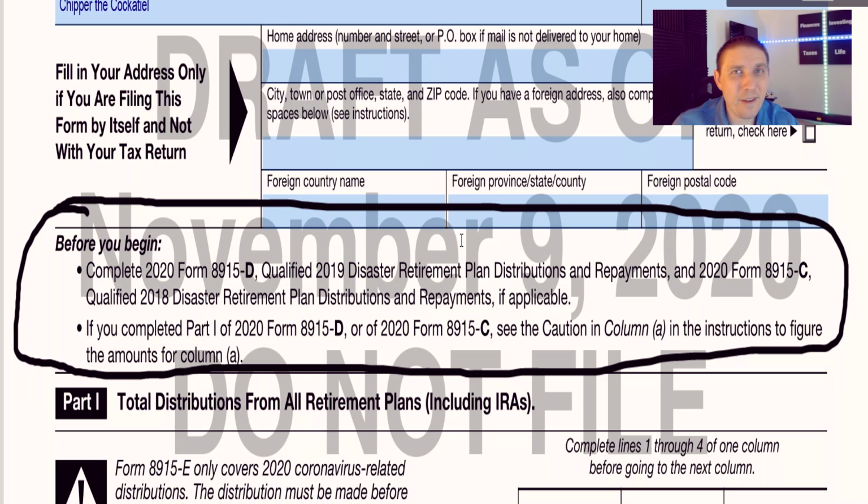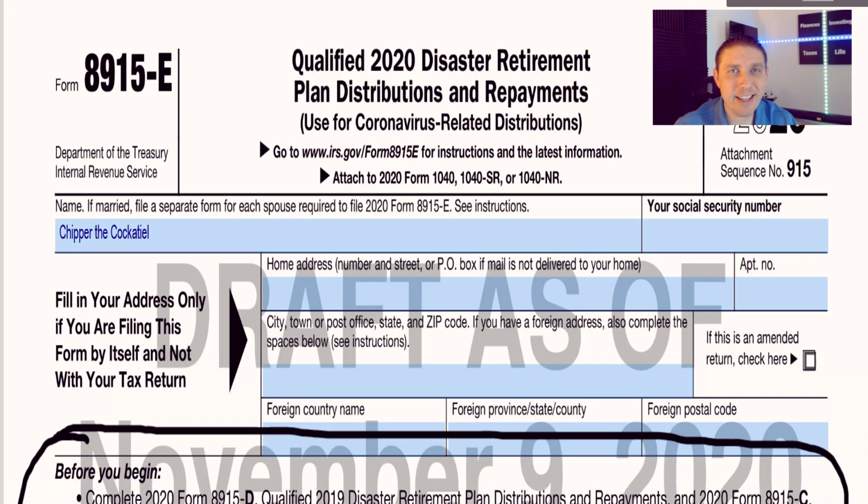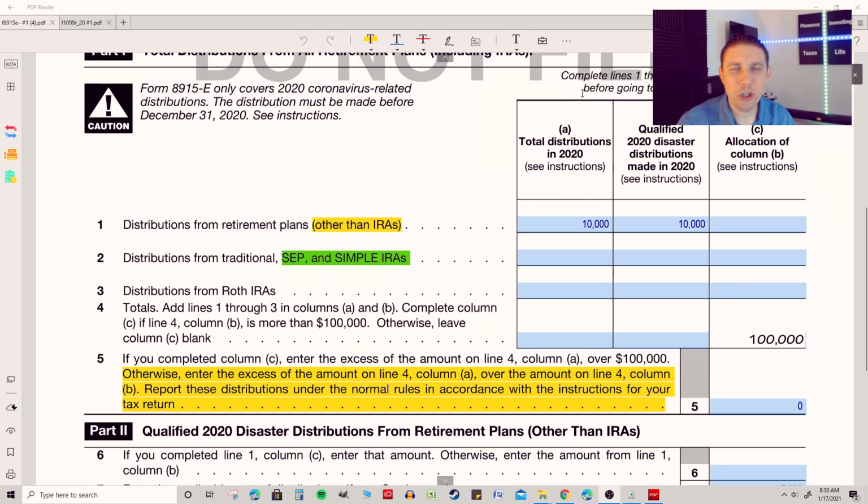If you did not take a qualified disaster distribution of any kind in previous years, you can just skip this part altogether. Don't even have to worry about it. And I feel like for most people, they're just going to be able to skip this. And by the way, for 2020, the IRS deemed the coronavirus-related distribution to be the only qualified disaster there was in 2020. In this first part, we're going to look at an example where we're not using an IRA.